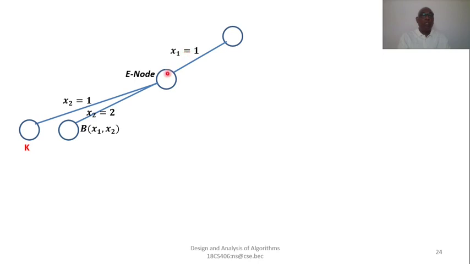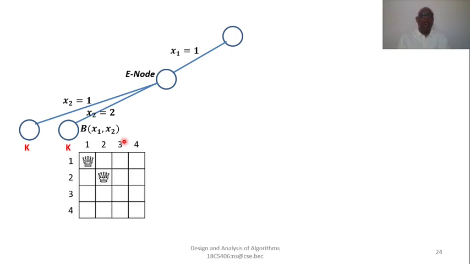But unfortunately, it does not satisfy the diagonal constraint, because the absolute row difference is 1 and the absolute column difference is also 1. As a result, we kill this node. To illustrate this, have a look at the board configuration corresponding to this node. The board configuration corresponding to this node is this, and we know that the diagonal constraint is violated. So what is the next thing to be accomplished? The next thing is to construct the child corresponding to the value of x2 equal to 3.